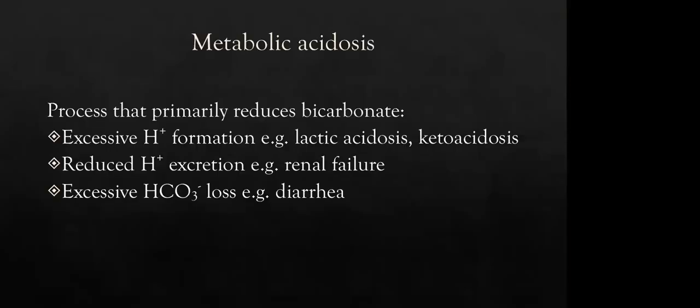So we'll start with the disorders now. Let's start with metabolic acidosis. It can occur because of increased endogenous acid production, in the case of lactic acidosis and ketoacidosis, or loss of bicarbonate, as in the case of diarrhea, or reduced H plus acid excretion, in case of renal failure.